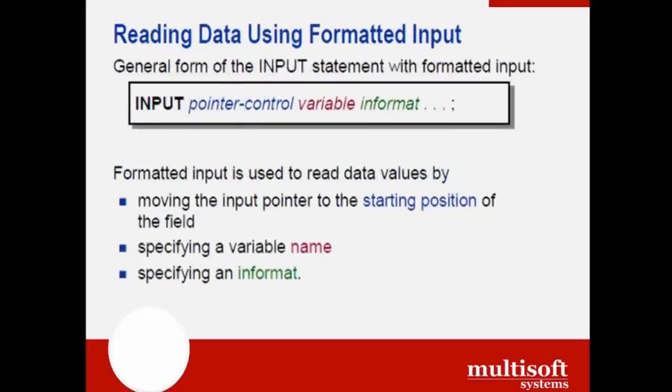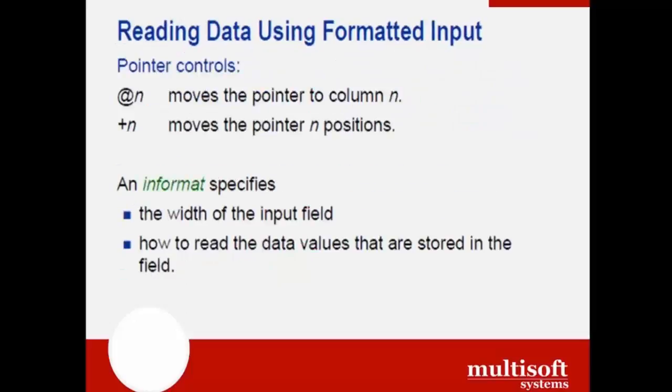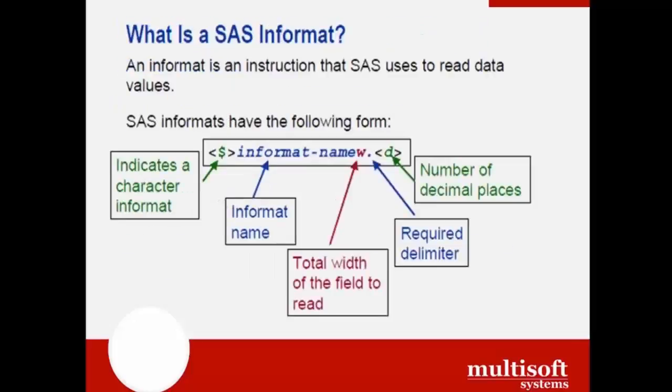So this is the general syntax: input, pointer control, then variable, then informat. You have different types of pointer control like @ and +n. We can also call this pointer control the column pointers. Informat is just to specify the specific width. So these are the syntax for the informat. The syntax remains the same for the informat as well as the format.